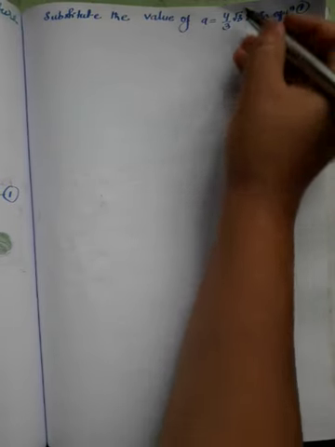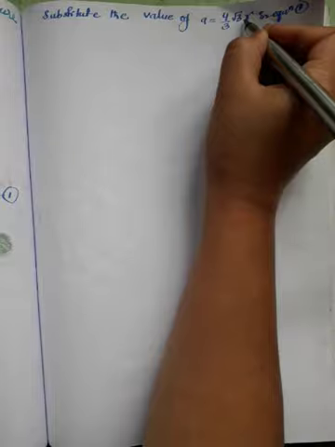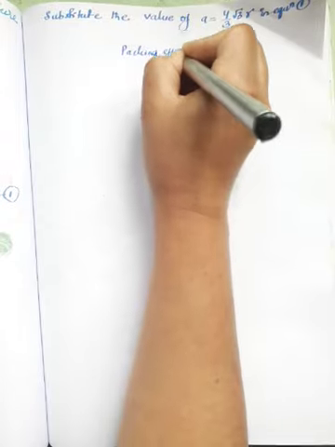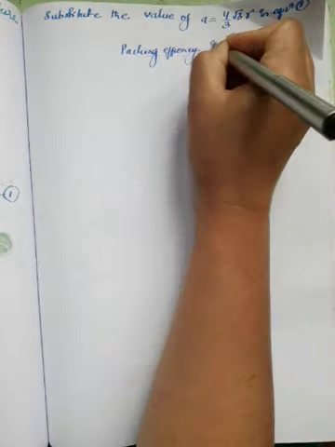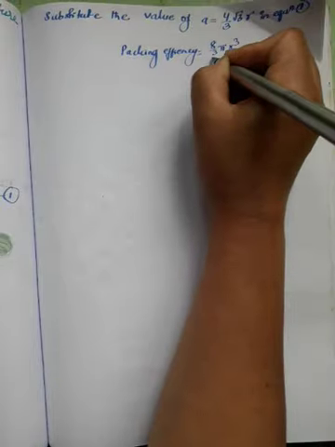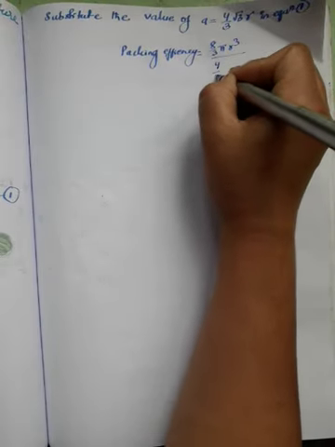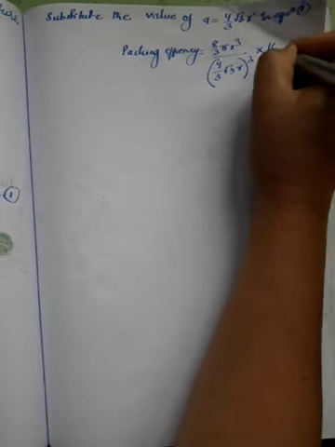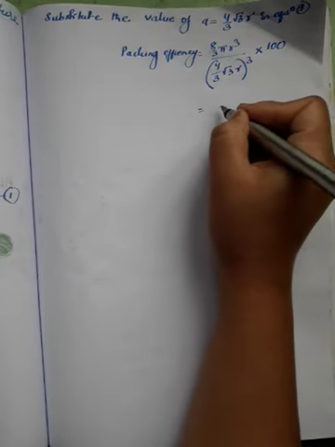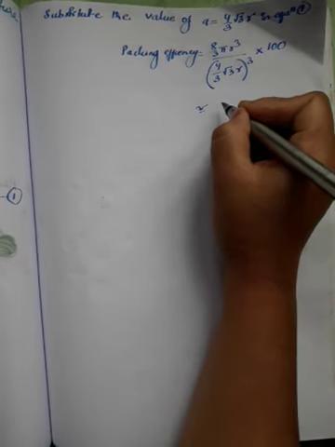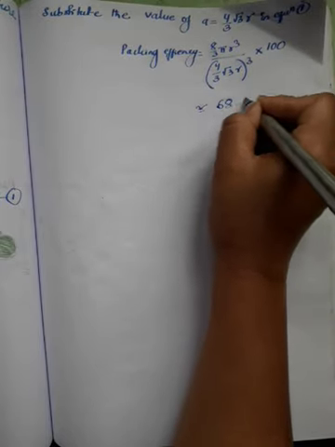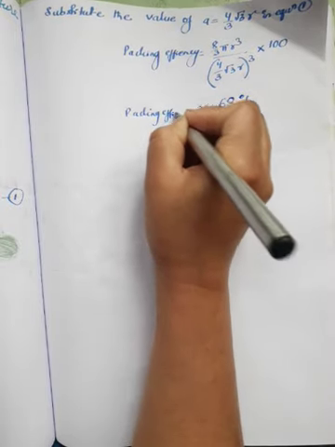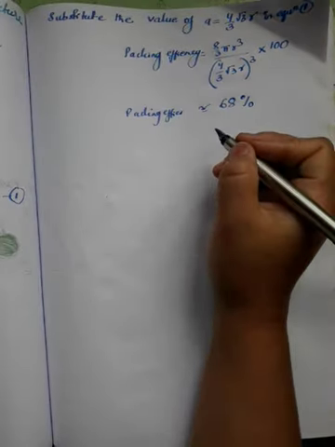Now again, substitute a equals 4 by 3 root 3 r in equation 1. Equation 1 for packing efficiency was 2 × 4/3 π r³ divided by a³. Now a³ is (4 by 3 root 3 r) whole cube, multiplied by 100. On calculation, you will get packing efficiency approximately 68% for the body centered cubic structure.